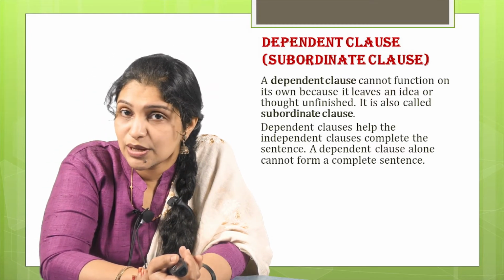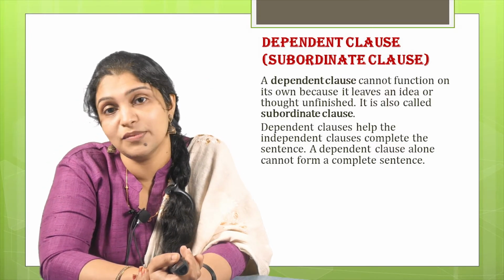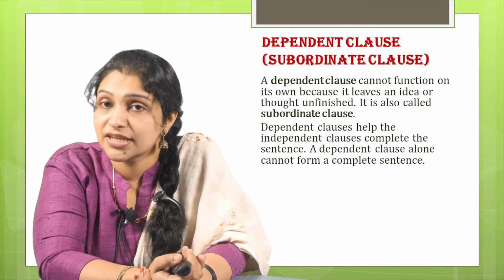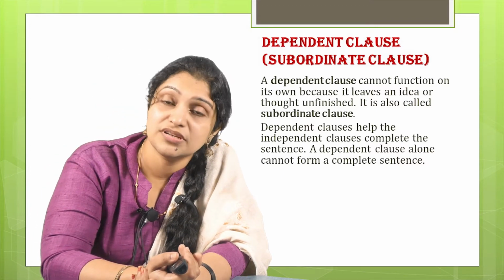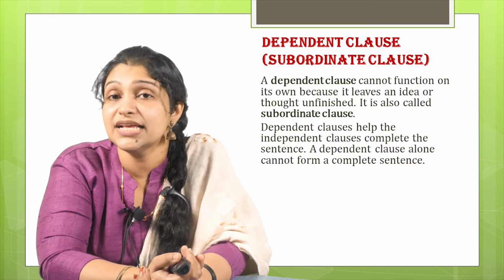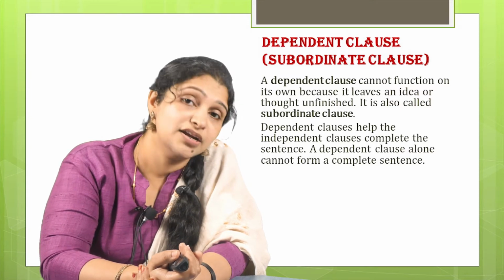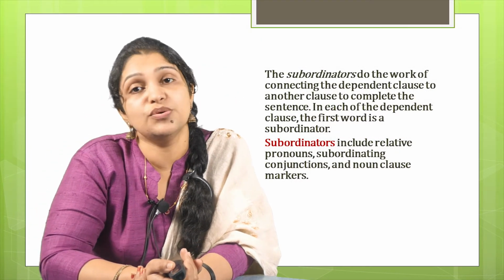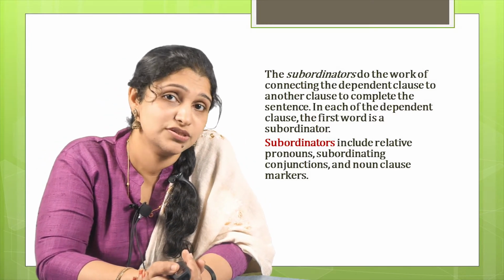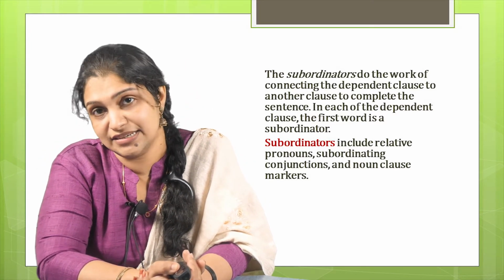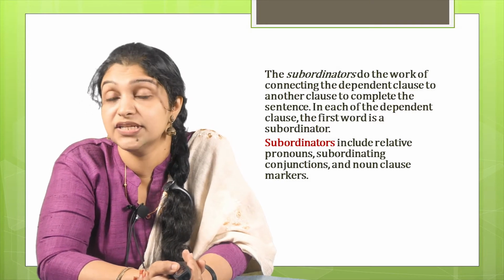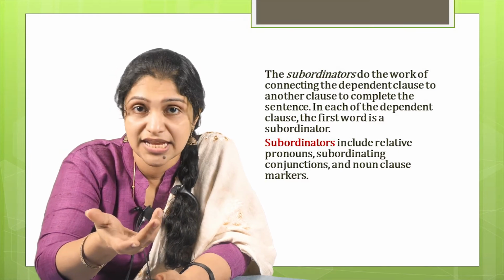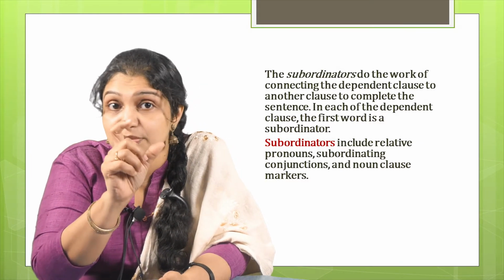A dependent clause alone cannot form a complete sentence. It remains unfinished or incomplete. It has to be attached or fixed to a bigger unit. The subordinators do the work of connecting the dependent clause to another clause to complete the sentence. In each dependent clause, the first word is a subordinator. So when you look at the examples of subordinate clauses, you can see they begin with subordinators.